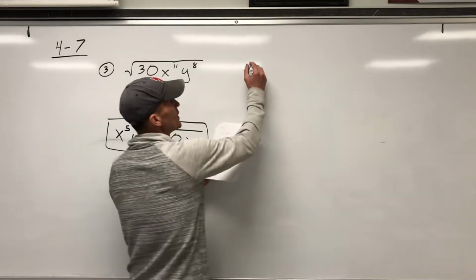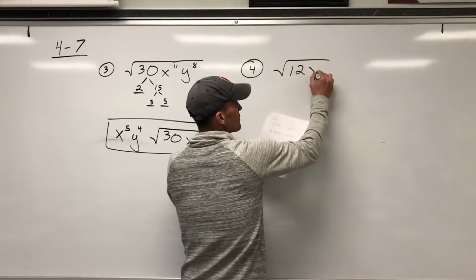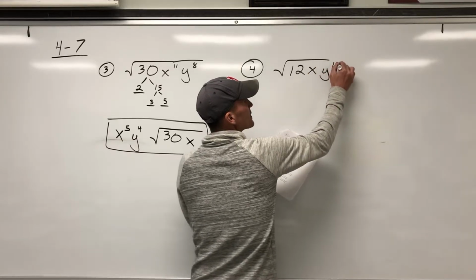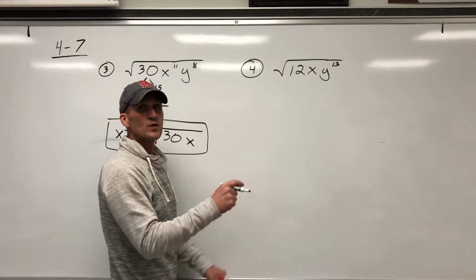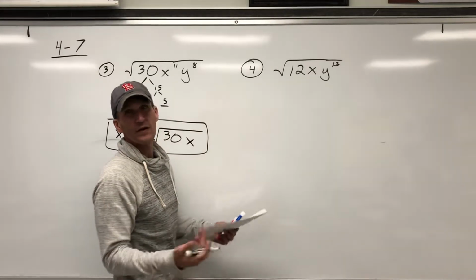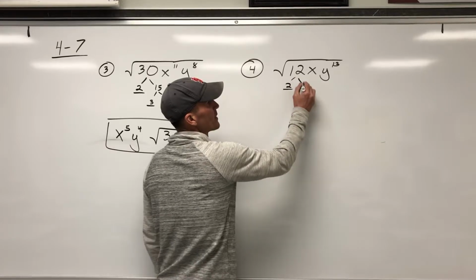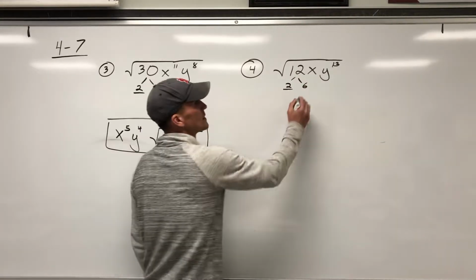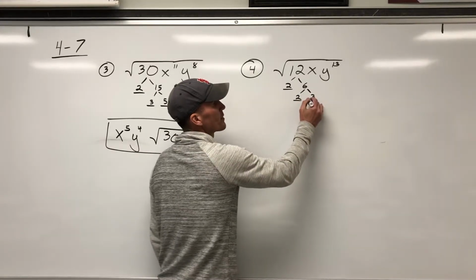All right, last one, number 4. So we have square root of 12x y to the 13th. 12 is not a perfect square root. If you type the square root of 12 in your calculator, it's a decimal, so I have to break it down. 2 is a prime number times 6. 6 breaks down into prime number 2 times prime number 3.